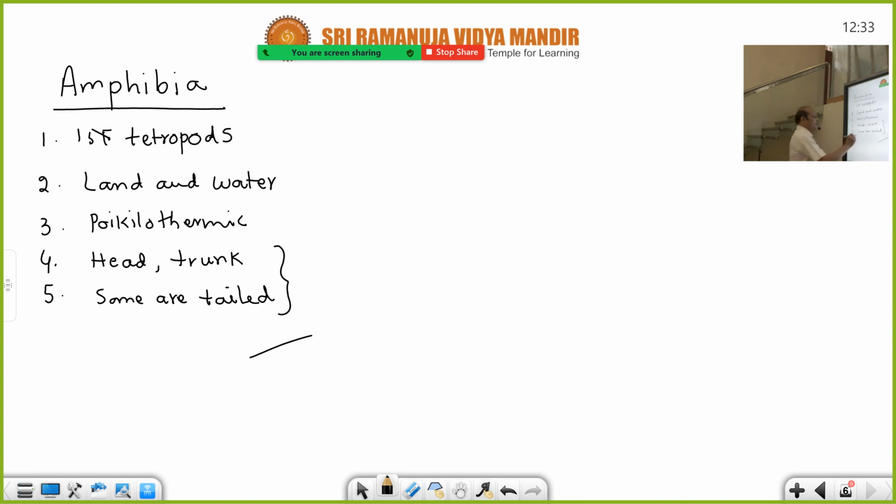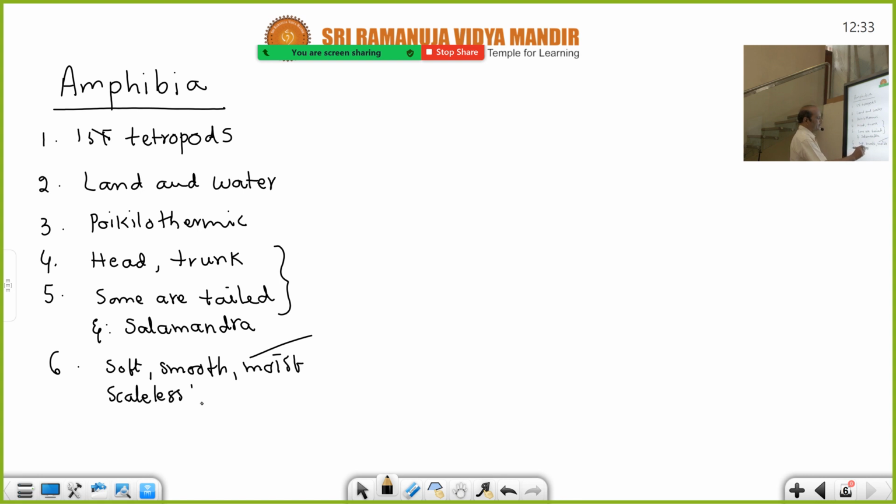So, salamander, some are tailed. Example, Salamandra. Salamandra, scientific name. Salamander, common name. And soft, smooth, slimy skin. Soft, smooth, moist skin. Moist, scaleless skin. These are the four characteristics of the skin.